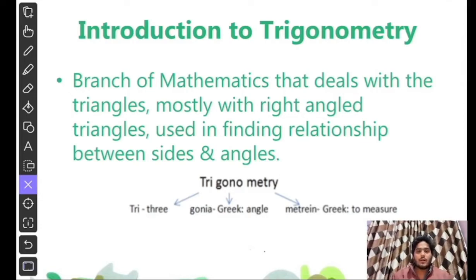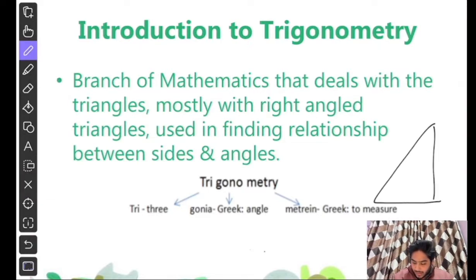Hello, our today's topic is Introduction to Trigonometry. Trigonometry is the branch of mathematics that deals with triangles, mostly with right angled triangles. This is the right angled triangle and this is the 90-degree angle. It is used in finding the relationship between sides, these are the three sides, and angles, and these are the angles.